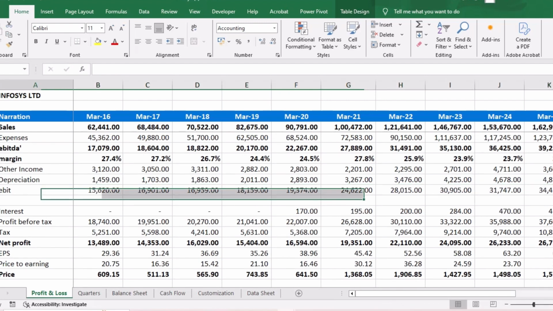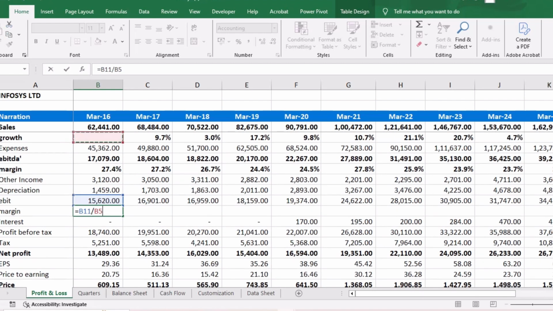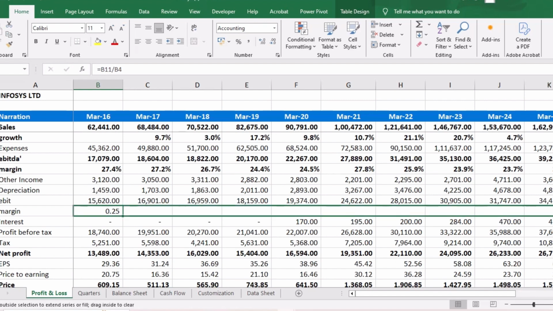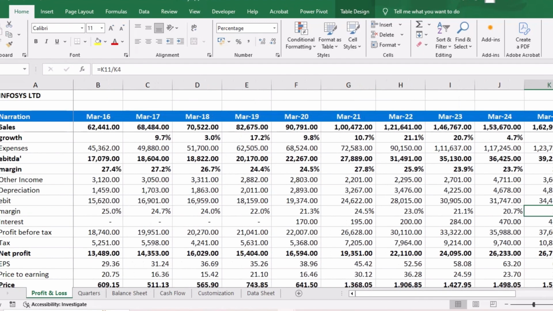This is our EBIT. EBIT margin is EBIT upon sales. This is EBIT margin. Okay, it is around 21% in FY25. It has also reduced over the years. So that's all that I need.